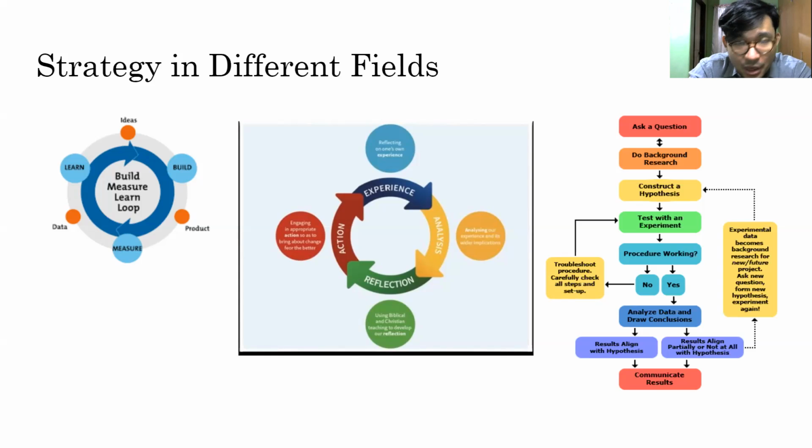We have the scientific method. If you look closely, the scientific method is very similar. You ask a question, do background research, construct a hypothesis. So this is your planning phase. You're planning your initiative. Your initiative is basically a hypothesis. And when you're creating a hypothesis, you have a success metric, which will tell you very concretely whether or not your hypothesis is accepted or rejected.